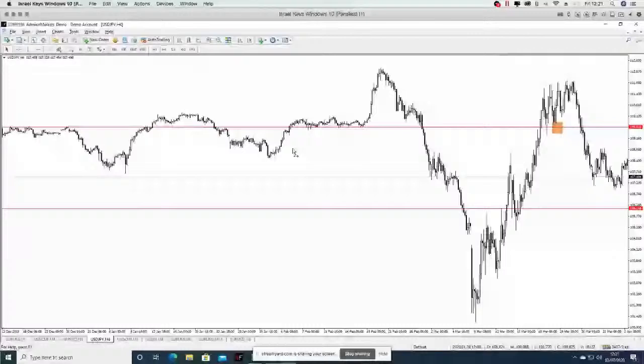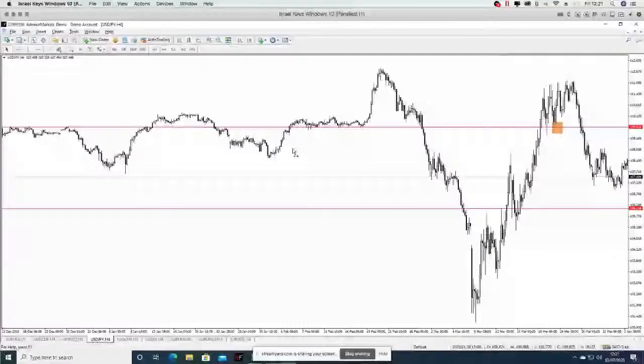Actually, there's three. Number two, I trade reversals. And number three, I trade discount or premium retracements. So a stop hunt is very clear.